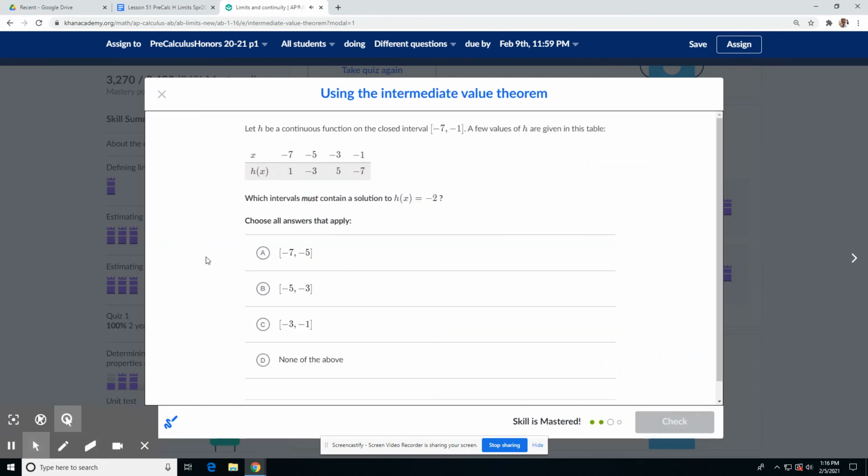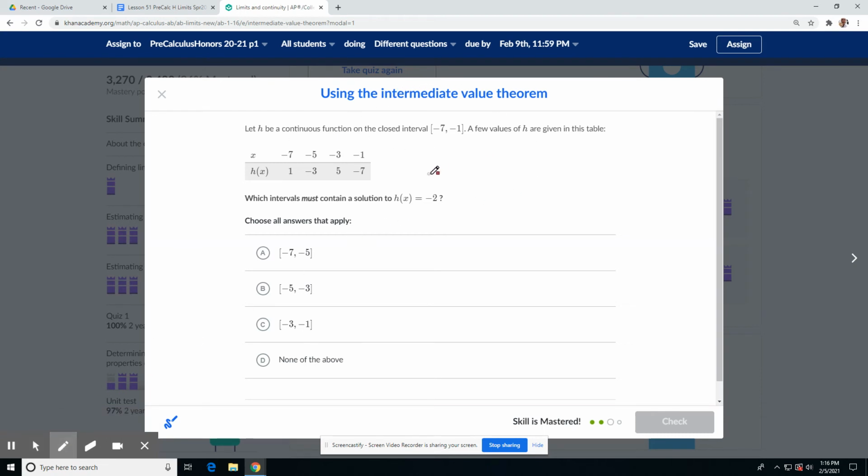Let's see anything different on here. So it looks like the same thing as the last one. So between -7 and -1, those are inputs. Which intervals must contain a -2? So just be careful about your negatives. There's a -2 between 1 and -3. There's a -2 between -3 and 5, and from 5 to -7, yes, there's a -2 there. So it's in between all of these intervals.